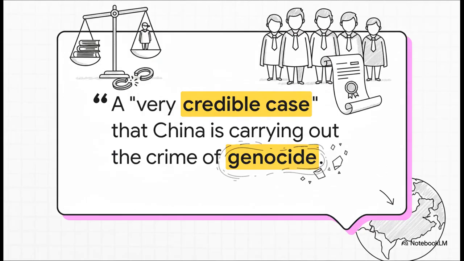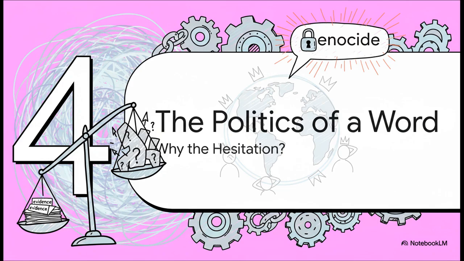And listen, this isn't just a political talking point. Independent legal experts are coming to very similar conclusions. A formal opinion from a group of top British lawyers found what they called a very credible case that China is, in fact, carrying out the crime of genocide, according to the legal definition. So, if the evidence seems to align so clearly with the legal definition, you have to ask, why is there so much hesitation from the rest of the world? It's because in geopolitics, a word like genocide is anything but simple.